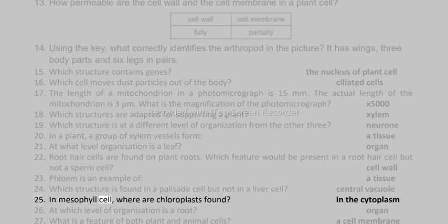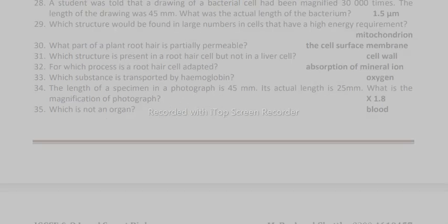25. In a mesophyll cell, where are chloroplasts found? In the cytoplasm. 26. At which level of organization is a root? Organ. 27. What is a feature of both plant and animal cells? A cell membrane. 28. A student was told that a drawing of a bacterial cell had been magnified 30,000 times. The length of the drawing was 45 millimeters. What was the actual length of the bacterium?